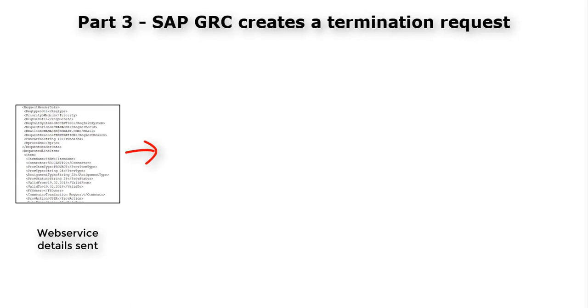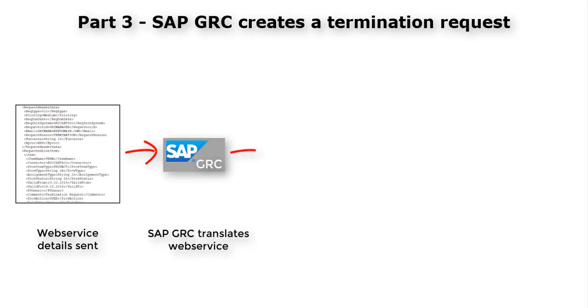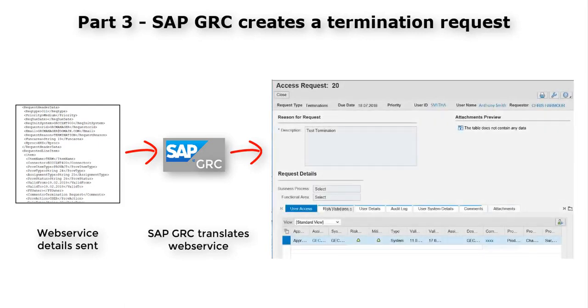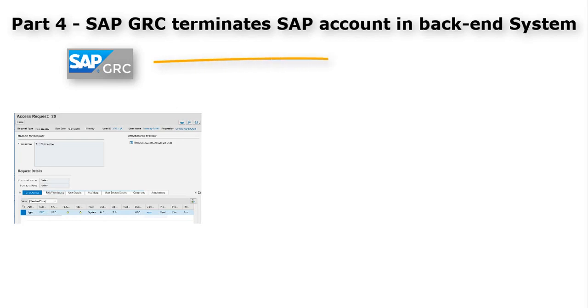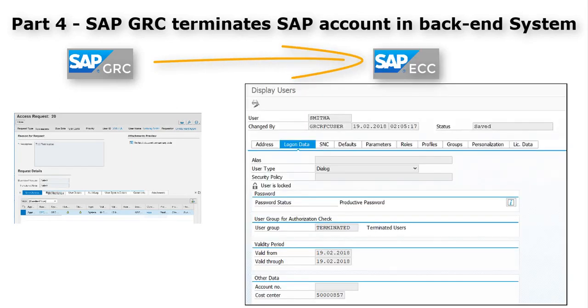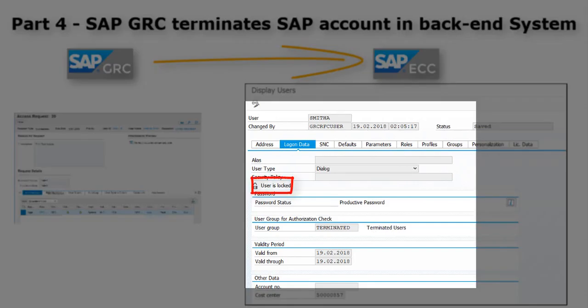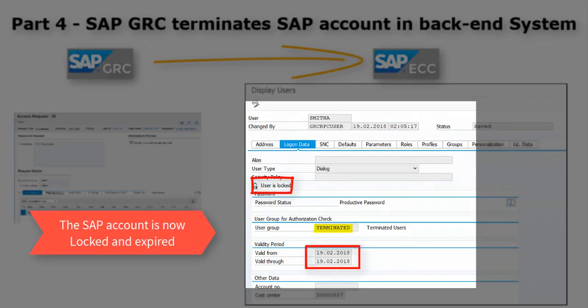The web service details are sent to SAP GRC, where they are consumed and in turn translated into a termination request. SAP GRC provisions the termination request to back-end SAP systems and locks and end dates the SAP account, whilst also assigning the user group terminated. This ensures a consistent process.